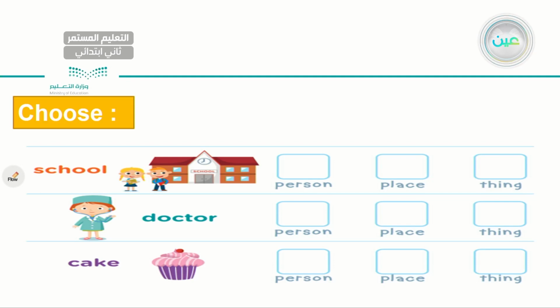So go and pick school. What do you think? Person, place, thing. A doctor: person, place, thing. What do you think? For school, it is a place. Very good. Excellent. Doctor, what do you think? A person. Very good. And for the cake, a cake is a thing. Excellent, my dear student.